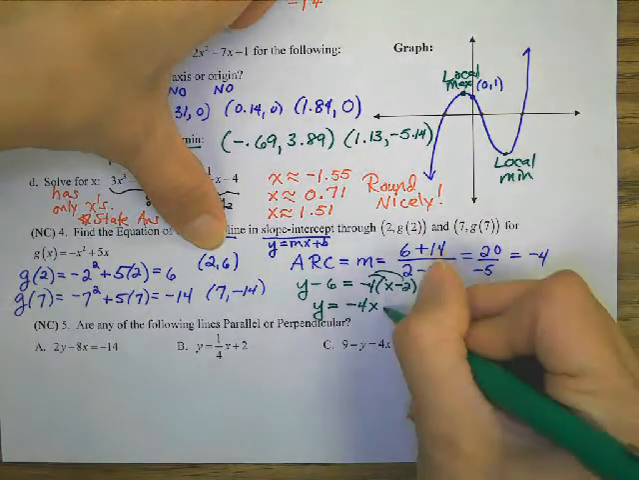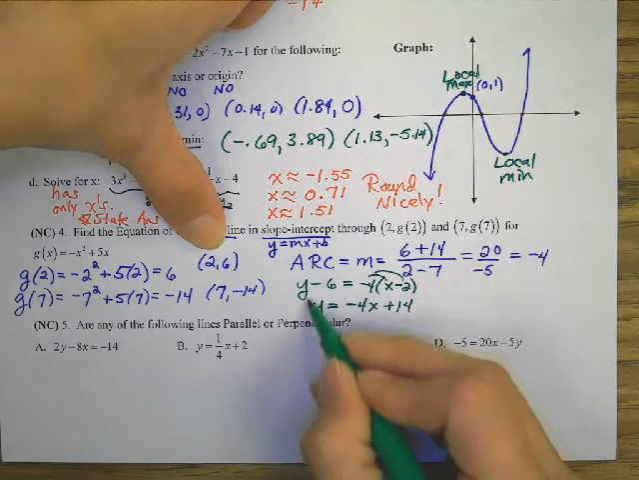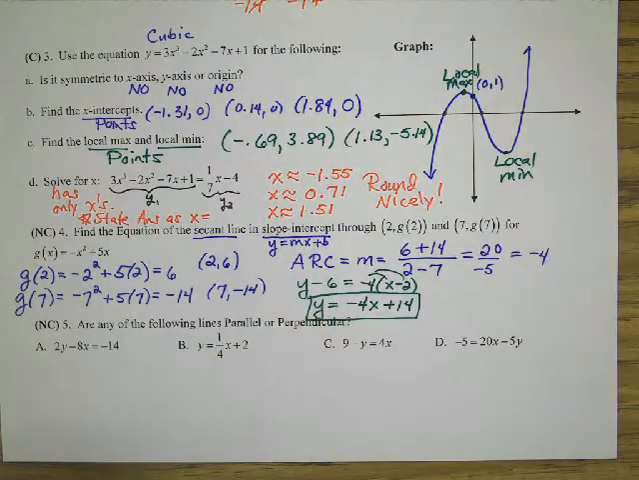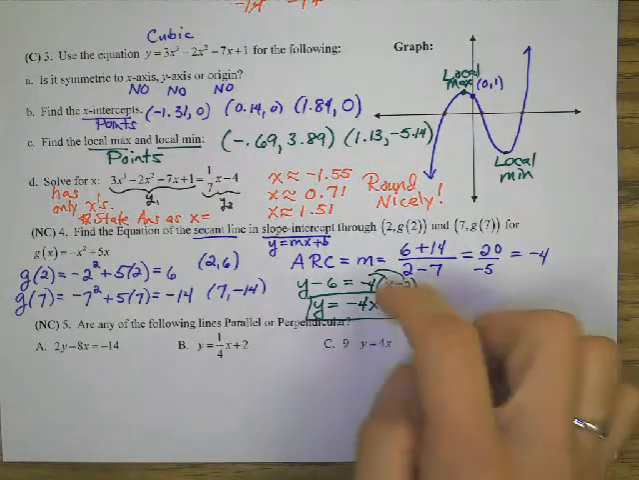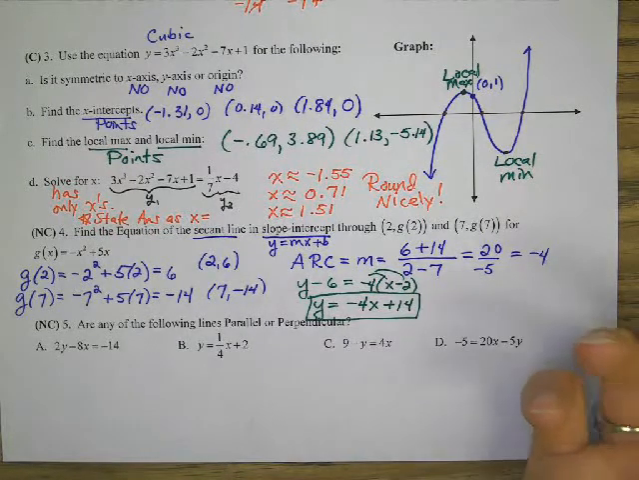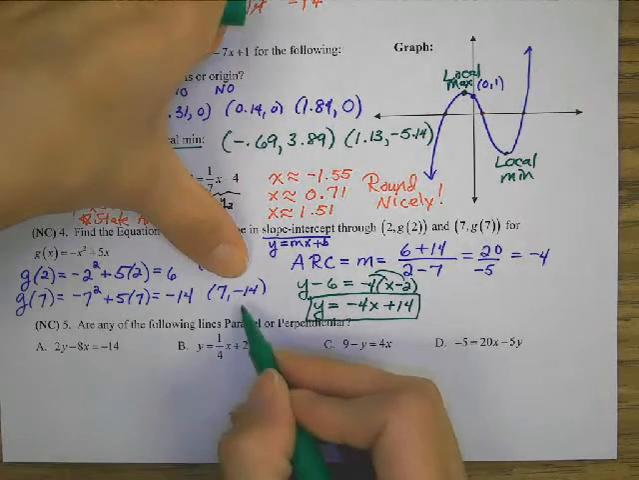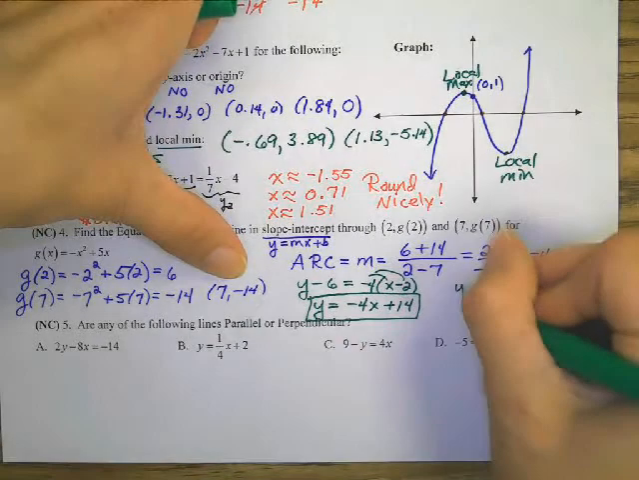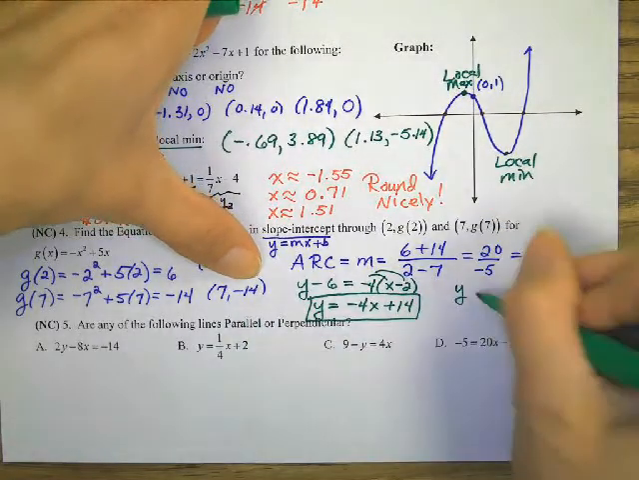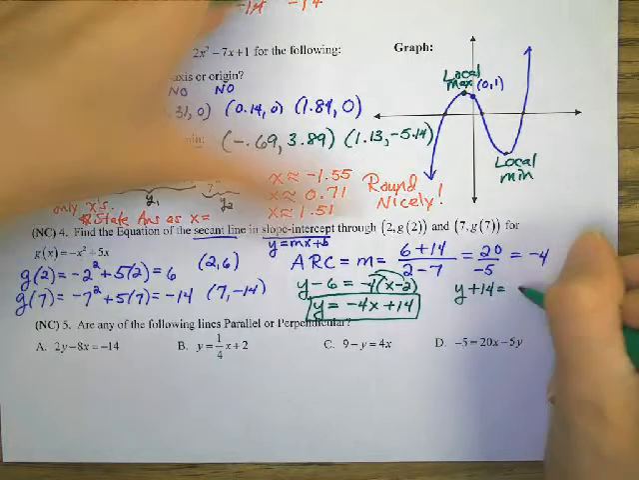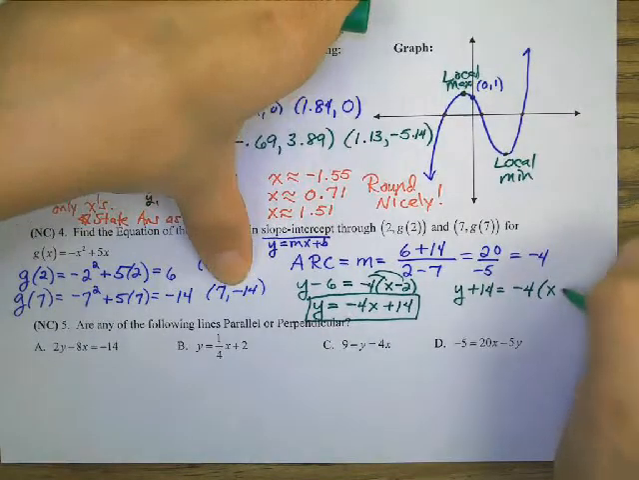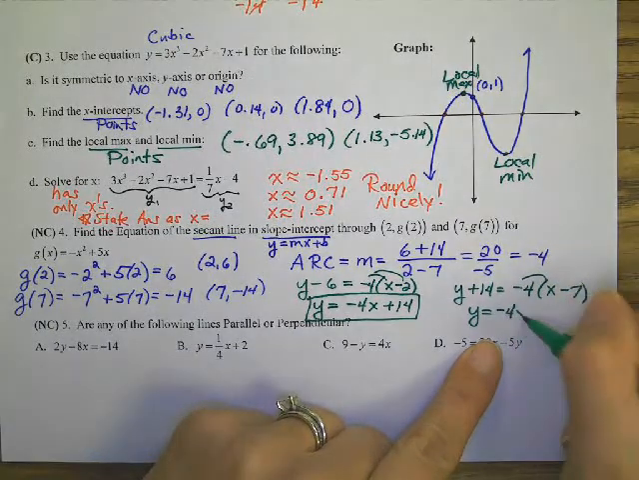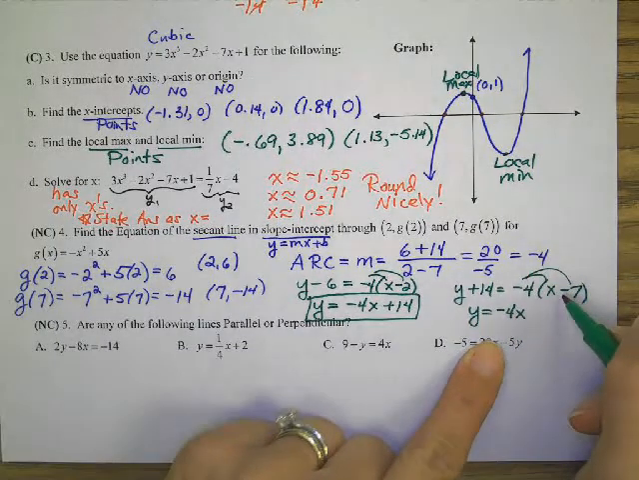Okay. Well, what about the people that chose this point? They're going to get the same answer. I'm going to show you that the answer is the same, and it's kind of a nice way to check. y plus 14 equals m times x minus 7. All right, watch this. y equals negative 4x plus 28 minus 14 is plus 14. Oh, look at that. The answer checked out to be the same. Okay, make sure you know how to calculate slope and lines in both forms.